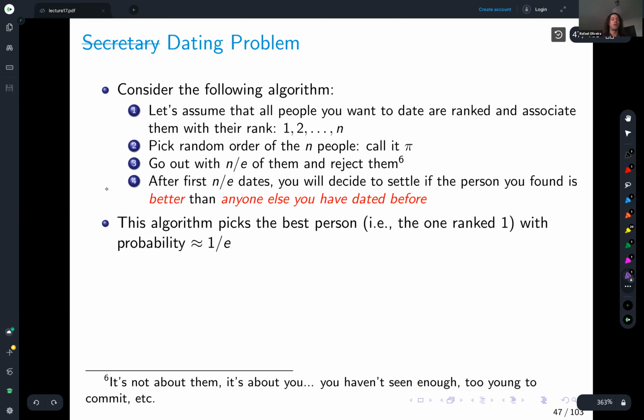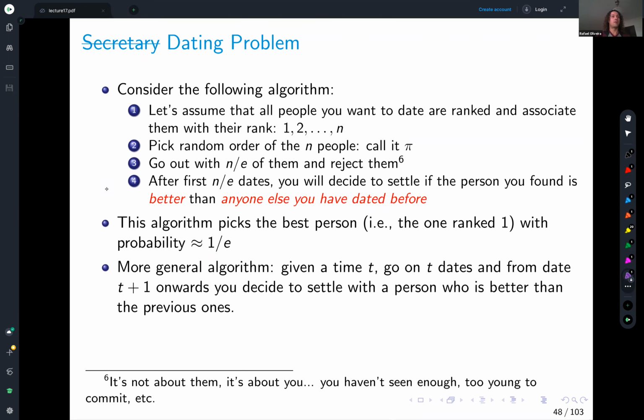All right, so here's the claim, okay? This algorithm will pick the best person, the one ranked 1 in your list, with probability 1 over e. And remember, here we're going big or going lonely, right? So either you're dating the best person or you're not, and you're going to end up single for the rest of your life, right? So this algorithm gives you a probability of 1 over e to find the best person out there. So it's the high risk, high reward dating game.